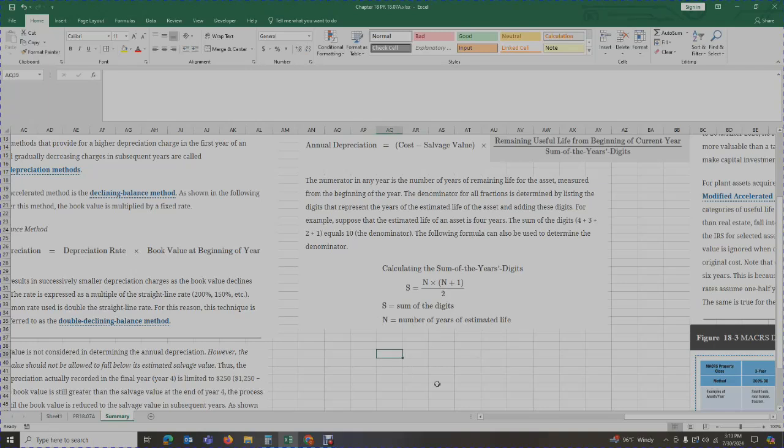Okay, so in this particular case, we're going to get N. The number of years that we're going to be using it is 8. Okay, multiply it by 8 plus 1. Okay, and then we are going to divide it by 2. Okay, and let me make this a little bit bigger. And then that will give me the sum of years, sum of the digits. Okay.